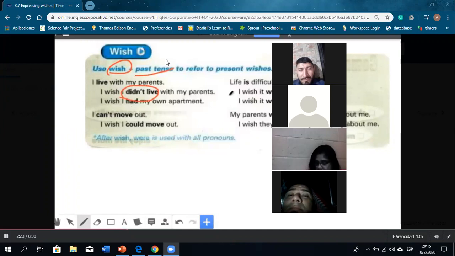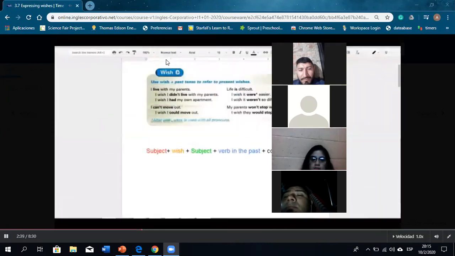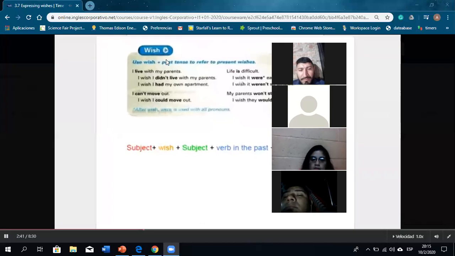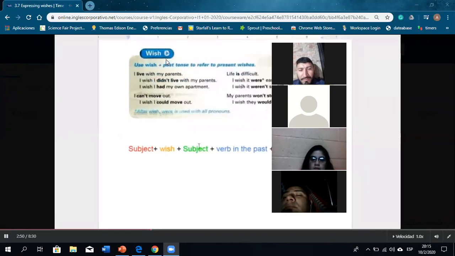If I think that life is difficult, for example, this is my present situation, if I want to express a wish that I have about that particular situation, then I will say I wish life were easier, or I wish it weren't so difficult. Let's try to make sense of the examples that are on this chart. In order for us to understand those examples, I would like to propose this formula here at the bottom.